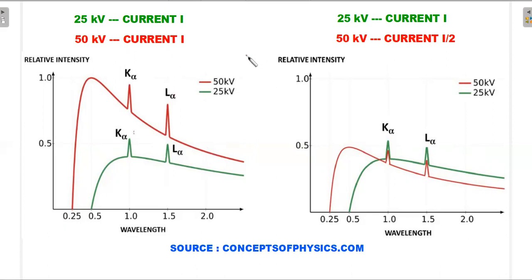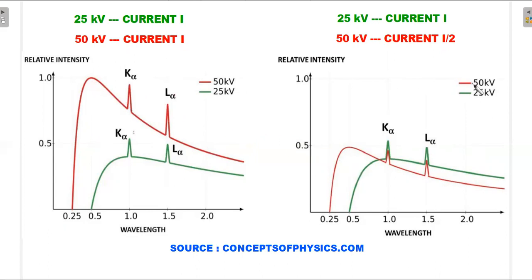Now, what we'll do is, from this double voltage, reduce the current to half. That means the number of electrons that are hitting now, because the filament current has been reduced, will bring this graph down. So this peak remains in the same position, but it comes down here. So that is being depicted here in step 2.